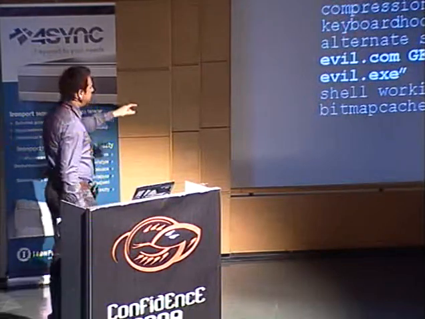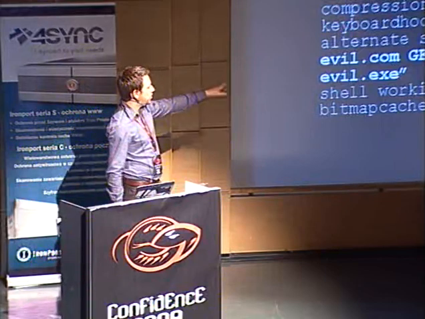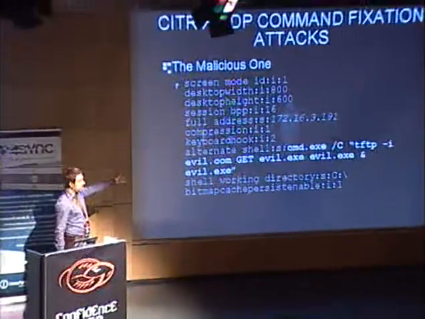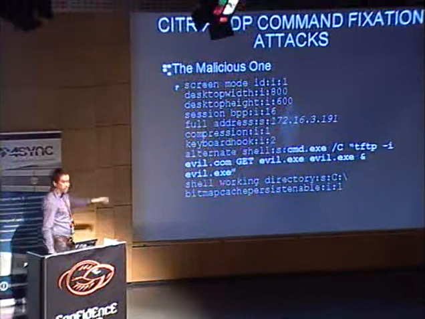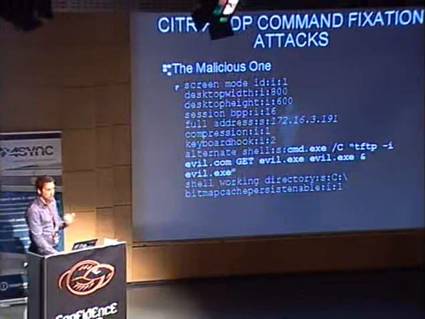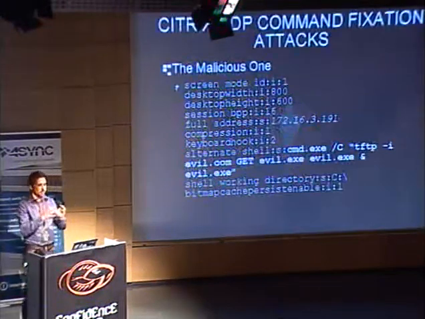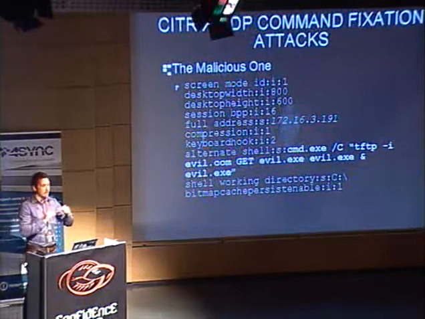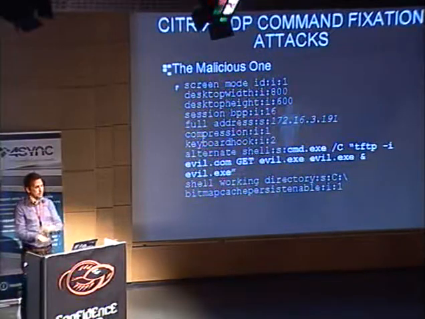So here's the actual RDP file. All the RDP file has is an alternative shell, and then we say cmd.exe /c. We tell it to TFTP to some site, get some executable, and execute the executable, and that's all it is. Now, this one is going to ask you to log in. So, for example, let's think about the attack vector. The attack vector looks like this. I'm sending an RDP file to a user. The user clicks and opens that RDP file and tries to log in. When they log in, they get exploited.